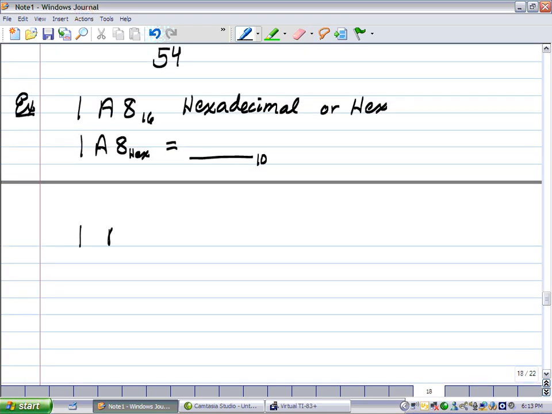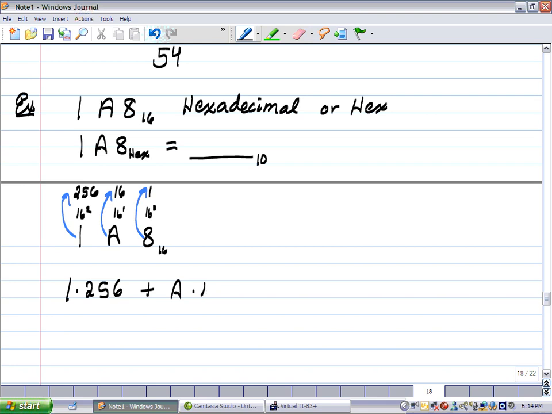Okay, 1A8. So this would be 16 to the 0, 16 to the 1, 16 to the 2. 16 to the 0 is 1. 1 times 16, 16 times 16, 256. So I need to multiply each number by its place value. 1 times 256 plus A times 16 plus 8 times 1.